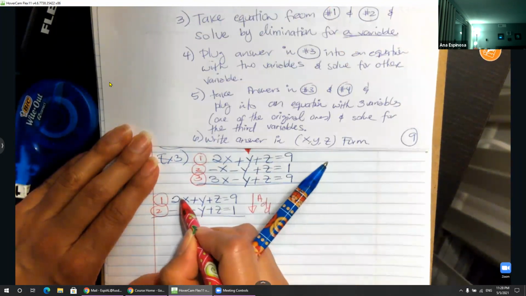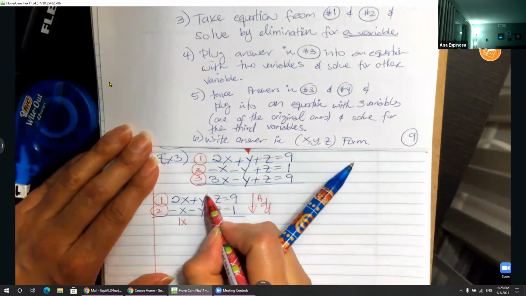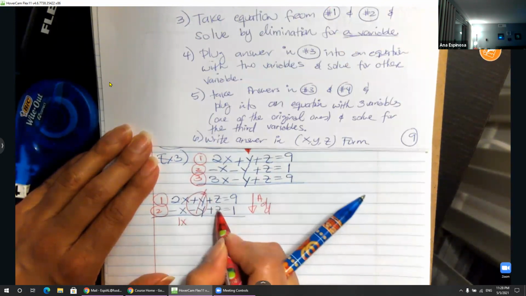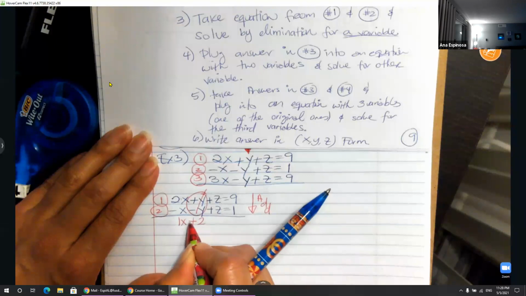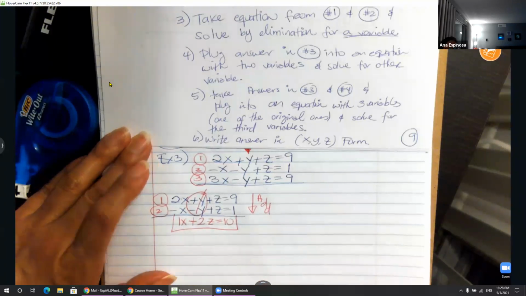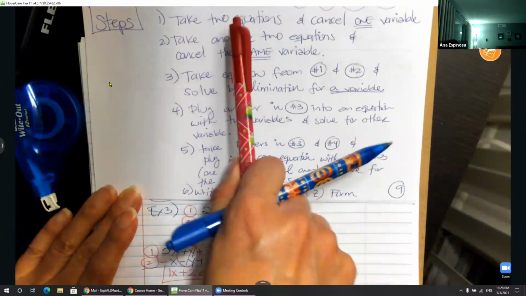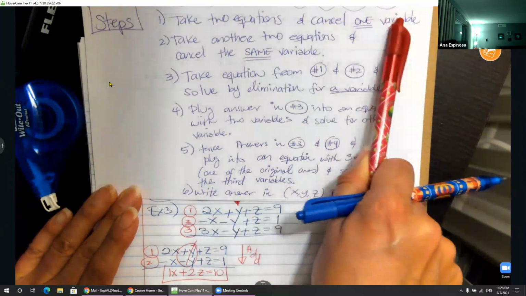These give me 1x. I don't need to put the 1, but I did. These cancel. This gives me 2z equals 10, and I stop. That's as far as I can go with that. So I've done step one. I took two equations and I canceled one variable.